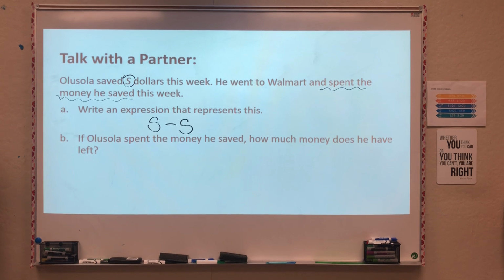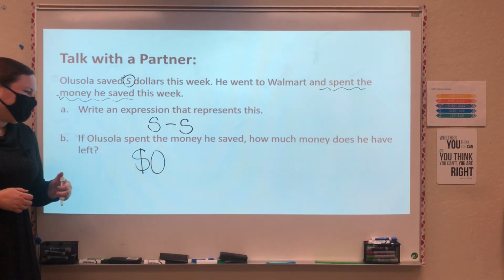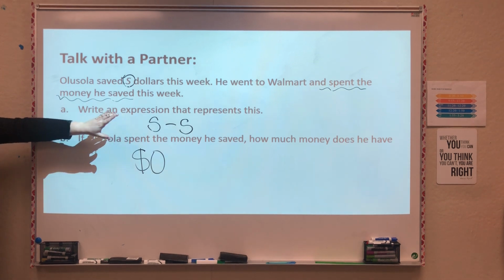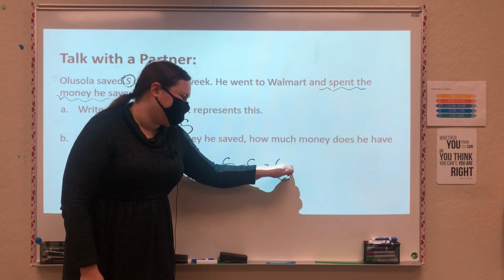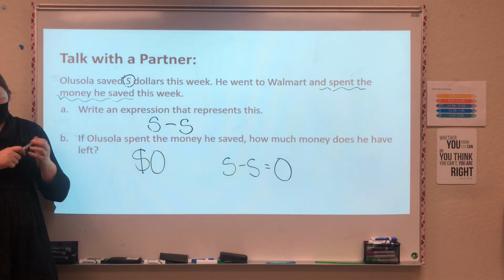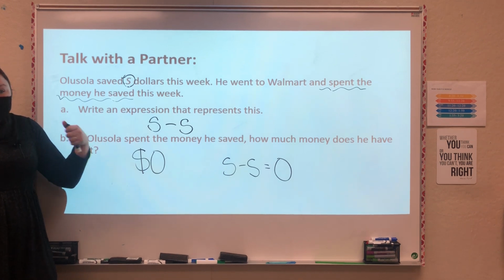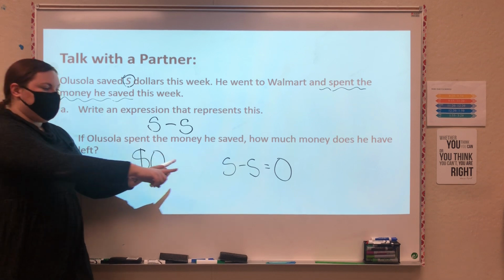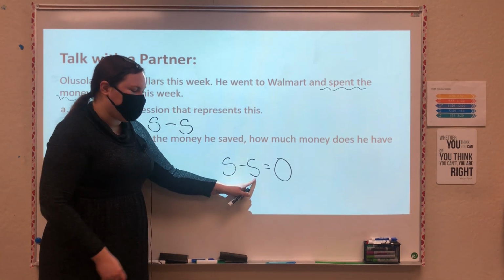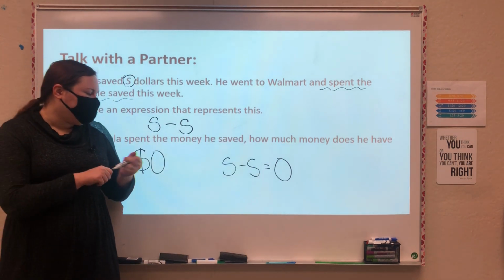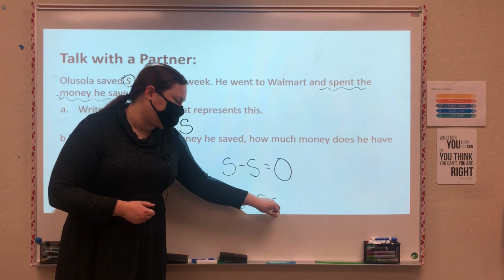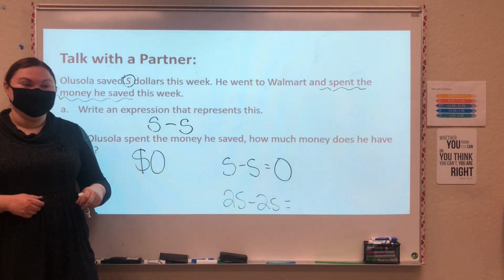S minus S. The second part says if he spent the money he saved, how much money does he have left? Zero. Okay, we got that one. He's got $0. Remember, this is the expression we wrote. What this means is S minus S equals 0. This is important because when you're given an expression and trying to simplify, if you've got the same thing and you're subtracting, it's going to leave you with 0. What about something like 2S minus 2S? Still going to have zero. 2 minus 2 is 0.